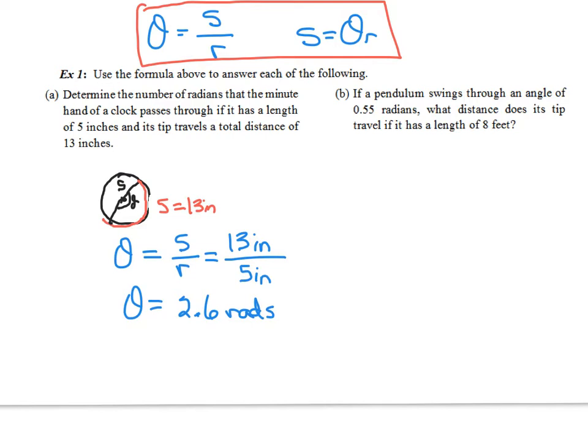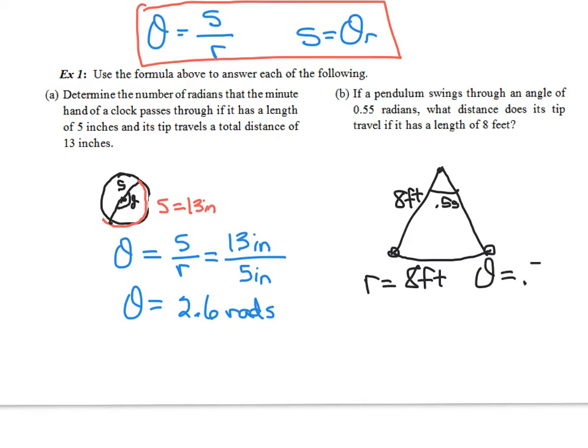Now, here's another example, a pendulum. So a pendulum is something that is swinging. Let's say I've got my pendulum here, and it's swinging along an arc so that now it ends up over here. So if a pendulum swings through an angle of 0.55 radians, so the 0.55 radians is going to be this angle right here, what distance does its tip travel if it has a length of 8 feet? So there's the length of the pendulum. Now if this were part of a whole big circle, so for example if my circle went all the way around like this, that 8 feet would actually form the radius of that circle. So the length of the pendulum and the radius of the circle would be the same. I know the central angle to be 0.55 radians.